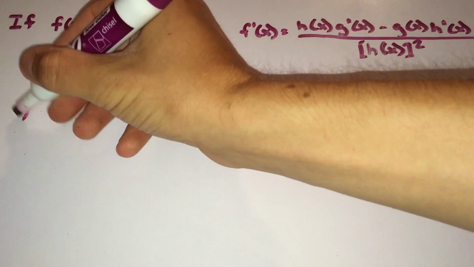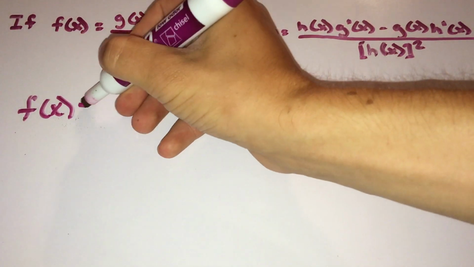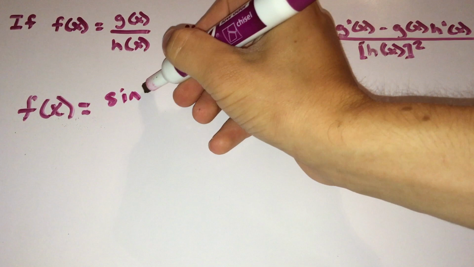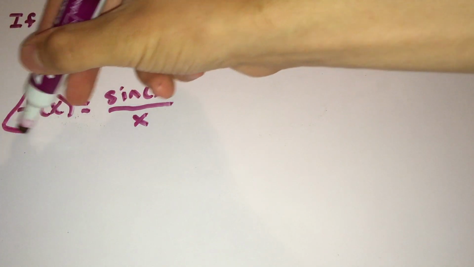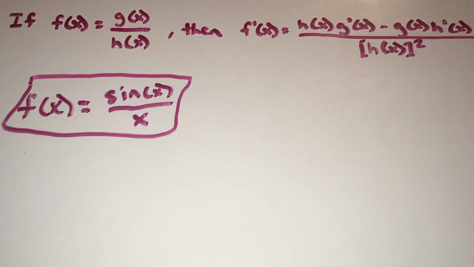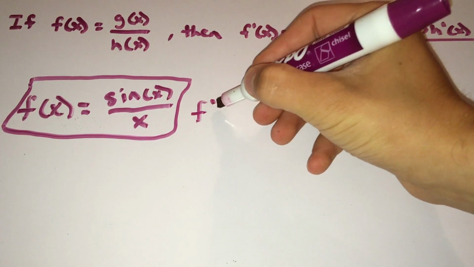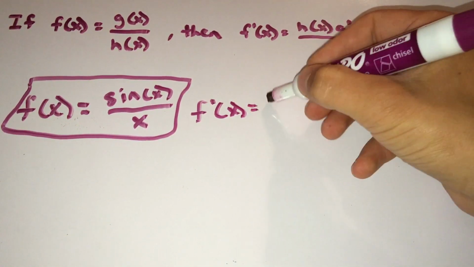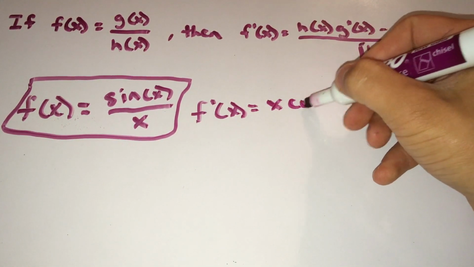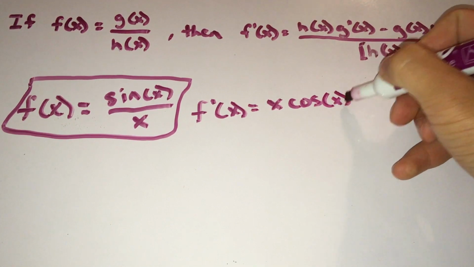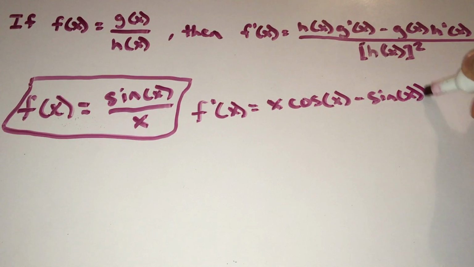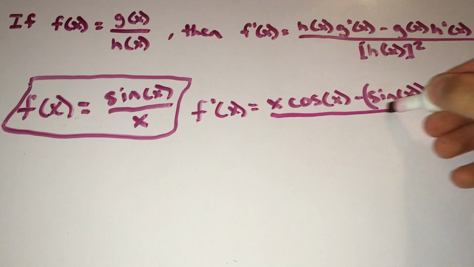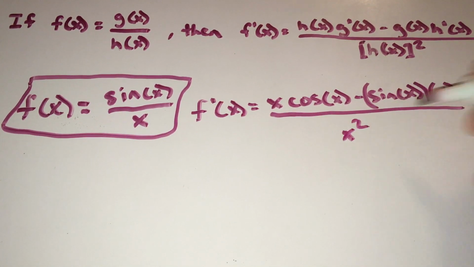Okay, here's the next problem. F of x equals sine of x divided by x. So our derivative is going to equal x times the derivative of sine x, which will just give us cosine of x, minus sine of x multiplied by the derivative of the denominator, which is just 1, all divided by x, and then we can square that, so that will just be x squared.